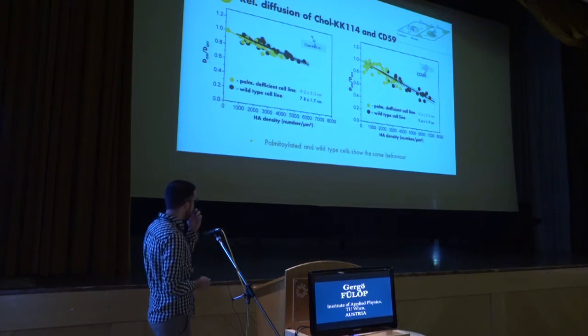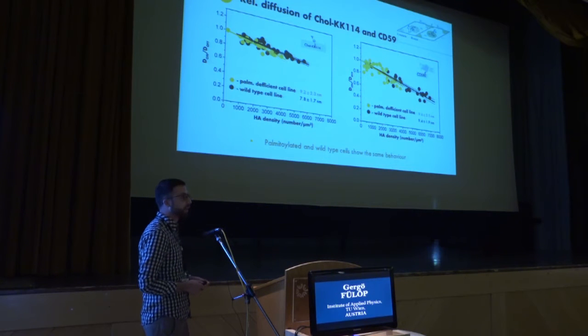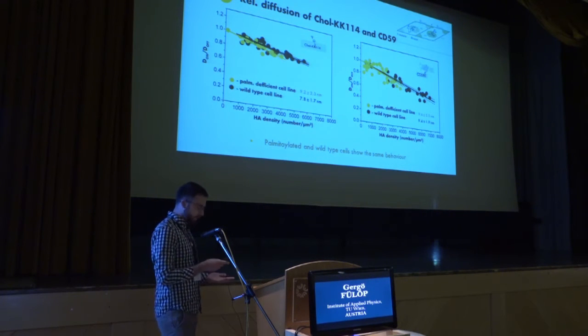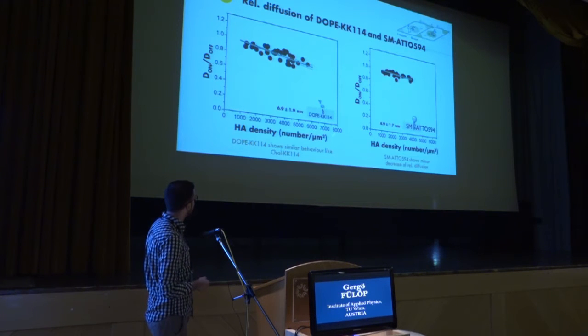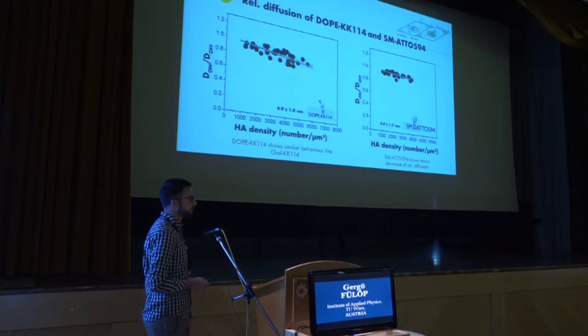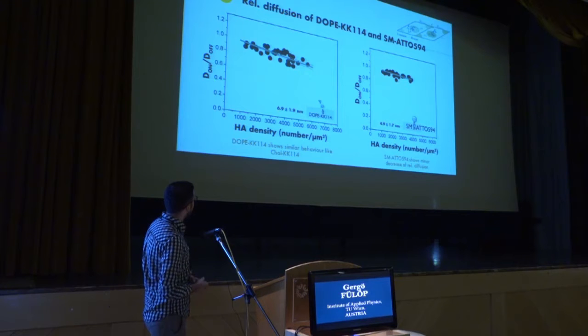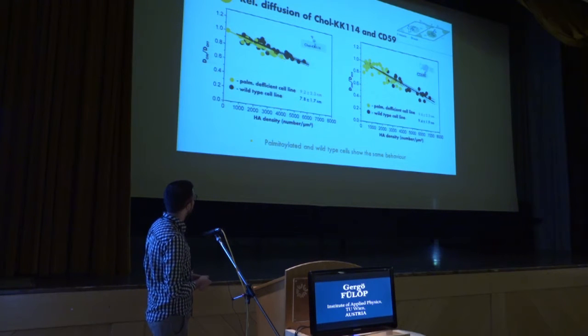So after this experiment, I also wanted to try a liquid disordered phase probe, and for that we used DOPE with the same label on top of it, KK114. And doing the same experiments, you can see that here again we got a bit of slowing down effect, and the number is actually very, very similar to what we got with cholesterol. So these numbers are rather similar. Yes, here it was 7.8.